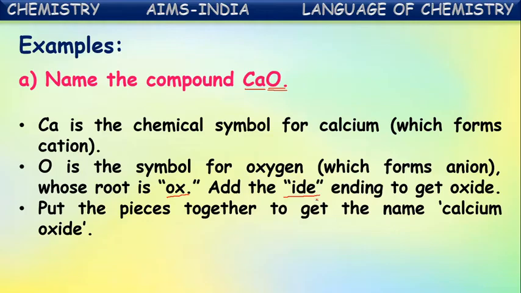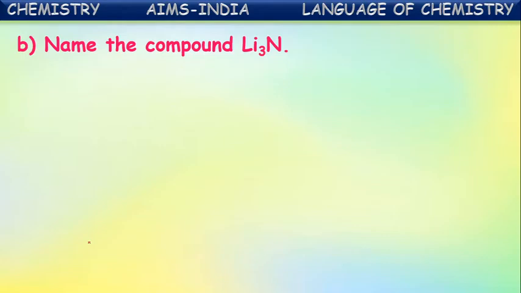Did you understand how the name is given? First, the name of the cation is written as calcium, and for the anion, the first few letters, ox, are taken from the name of the element. And at the end of this negative ion's name, ide is attached. When we combine all this, we get the name calcium oxide. In this way, it is very simple to write the name of a type 1 binary compound. Okay, next, let us see.